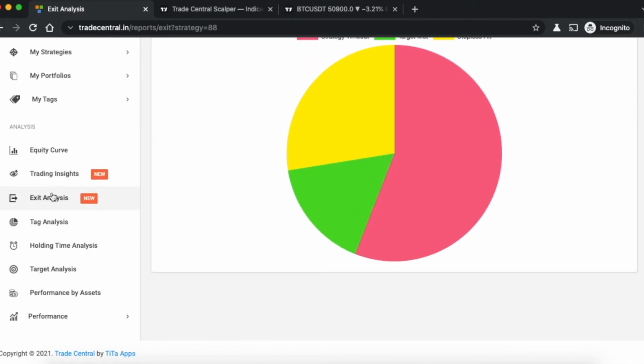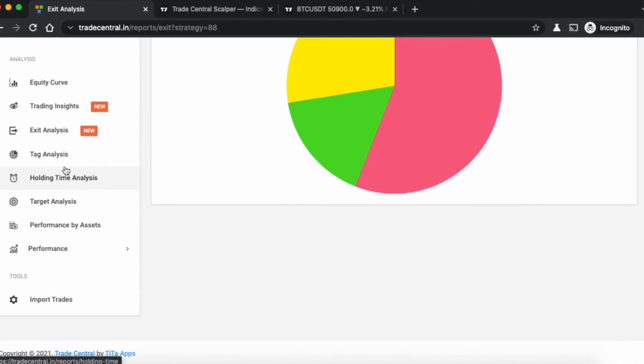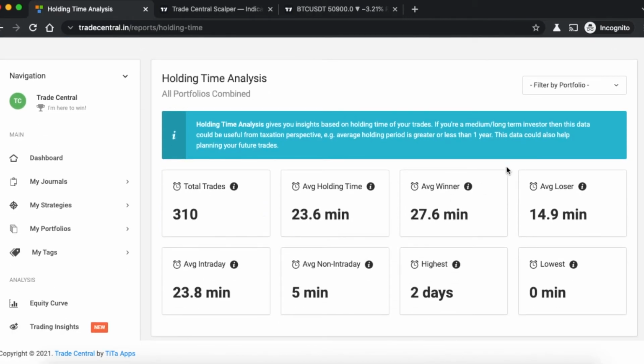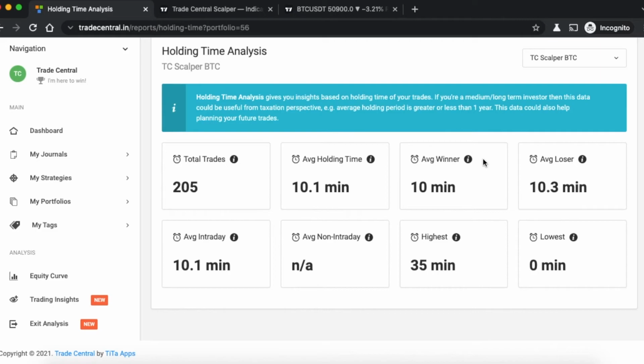There are a lot of other things which you can do. So you can do tag analysis, but we have not added any tags, so that's the reason I cannot. I can show you holding time analysis in this case. So if I go to this scalper, it will show us how much time we are holding a trade. As you can see, the average holding time of this trade is 10.1 minutes. Average winner was 10 minutes, average loser was slightly more than that.